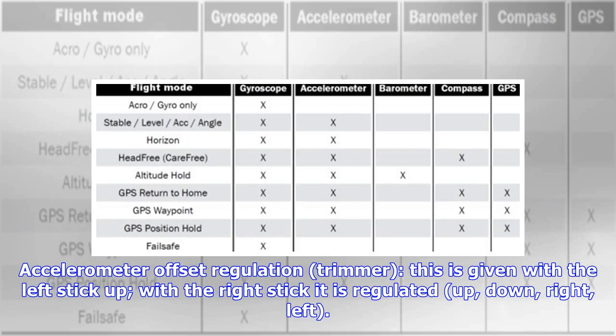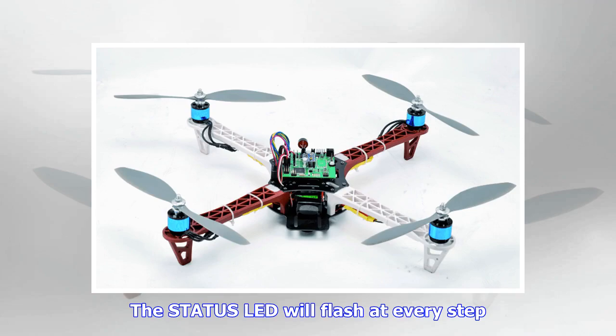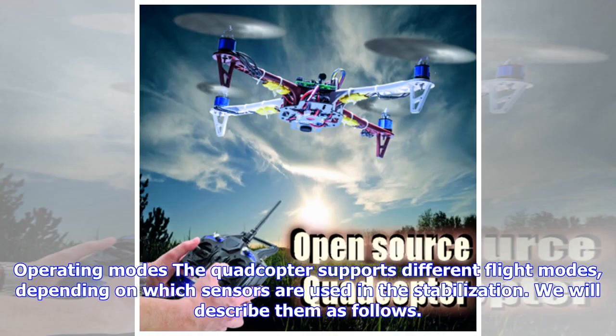Accelerometer offset regulation. Trimmer. This is given with the left stick up, with the right stick it is regulated up, down, right, left. The status LED will flash at every step. Operating modes. The quadcopter supports different flight modes, depending on which sensors are used in the stabilization. We will describe them as follows.